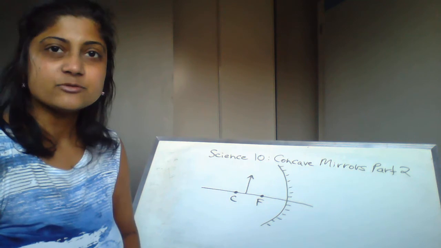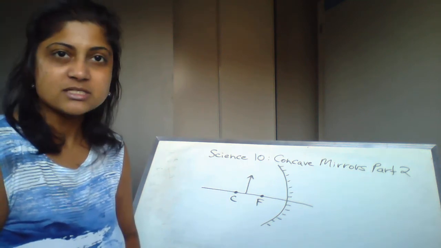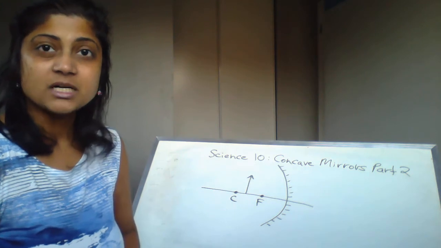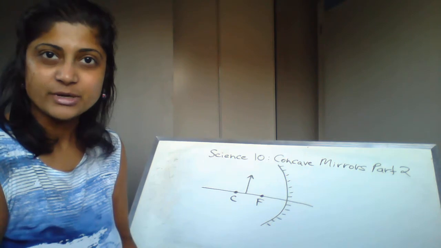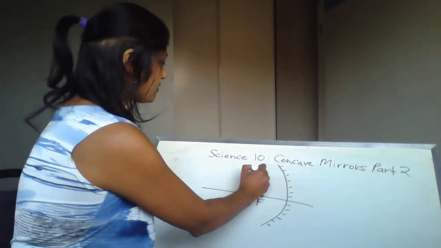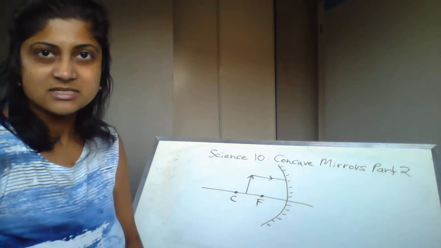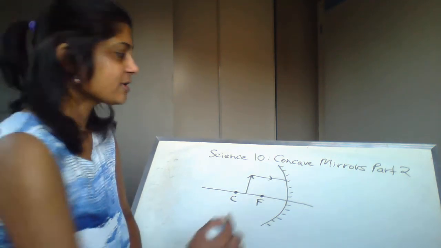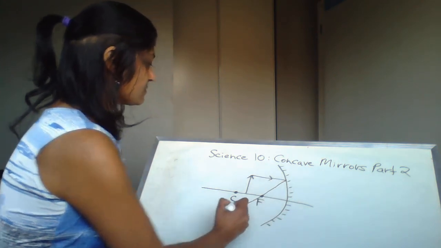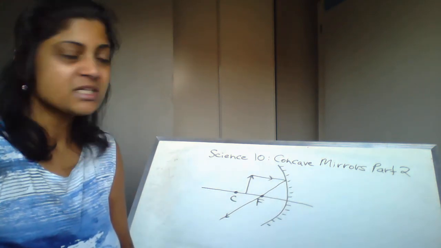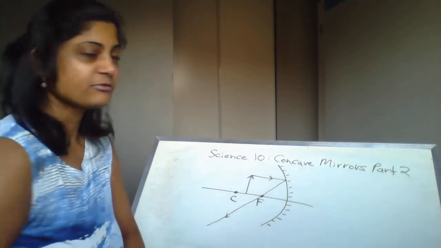Alright, so here I have drawn the next scenario on the board. This time the object is going to be placed between the focus and the center. So we're going to actually draw out the rays. Again, remember, the first ray is going parallel to the principal axis and it has to go through the focus. So I'm going to make a straight line like this. It looks something like that. And make sure you are extending out the reflected ray.